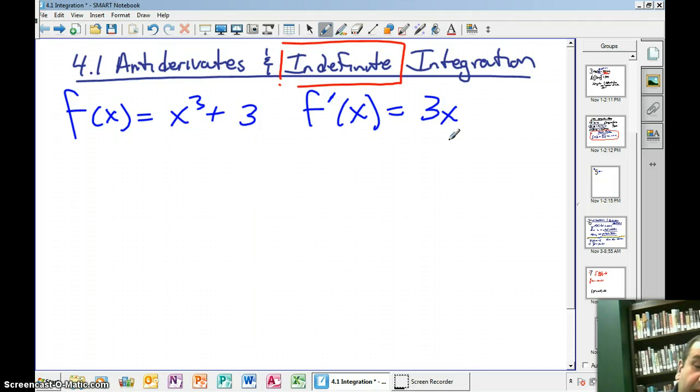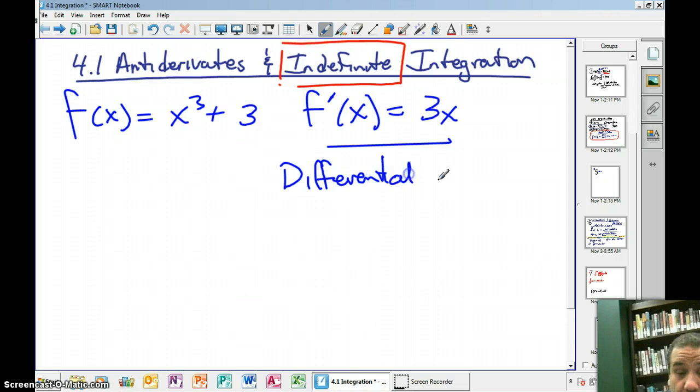This is called, by the way, a differential equation. There's a whole actual college class that is designed for differential equations. This is not it. I just wanted to let you know that this f prime of x is called a differential equation.